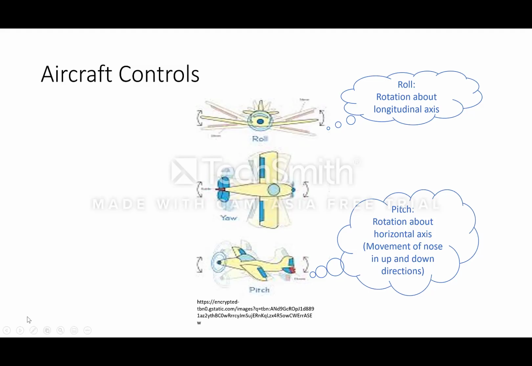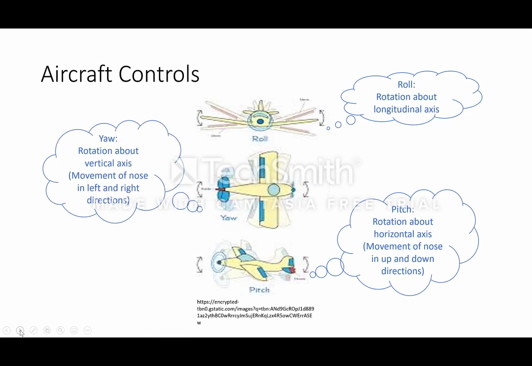The final aircraft control is yaw. Yaw is rotation about the vertical axis. So if you could put a line from the top of the plane through the plane vertically to the bottom of the plane, that would be a vertical axis. So yaw is movement of the nose in the left and right directions.